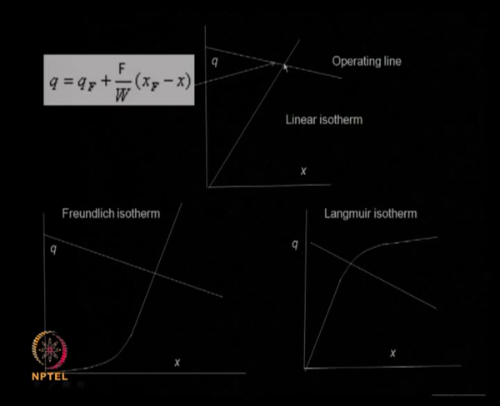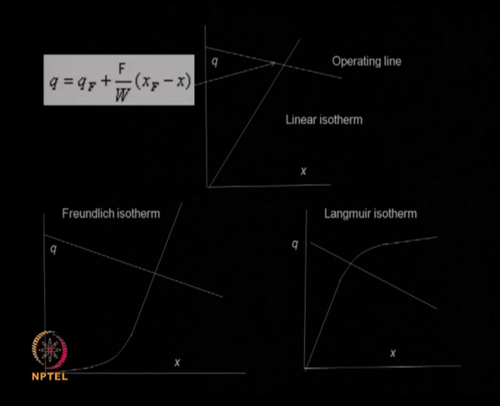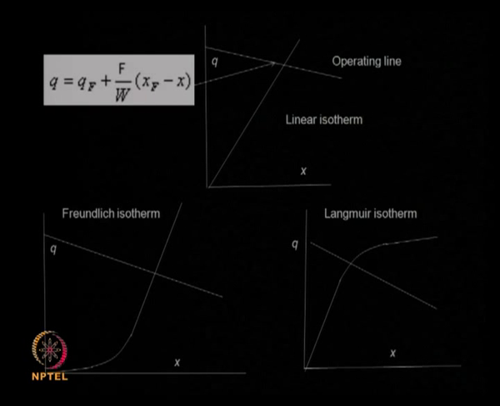Wherever the two lines intersect, that will be the value of x for a given set of F, W, qf and xf. So, graphically also we can solve this equation and the linear equation to get the concentration of the solute or the adsorbate after the adsorption process, understand. So, that is for the case of the linear isotherm.